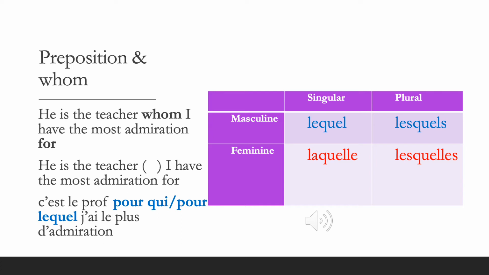Just have a look at my 5 Minutes French Grammar Fixes intermediate for what, which, etc. To remind you on how we choose which one on the basis of the word that we are referring to. So have a look at this table. This is what you're going to choose from. So if I say, he's the teacher I have the most admiration for, c'est le prof pour qui j'ai le plus d'admiration, or c'est le prof pour lequel j'ai le plus d'admiration.